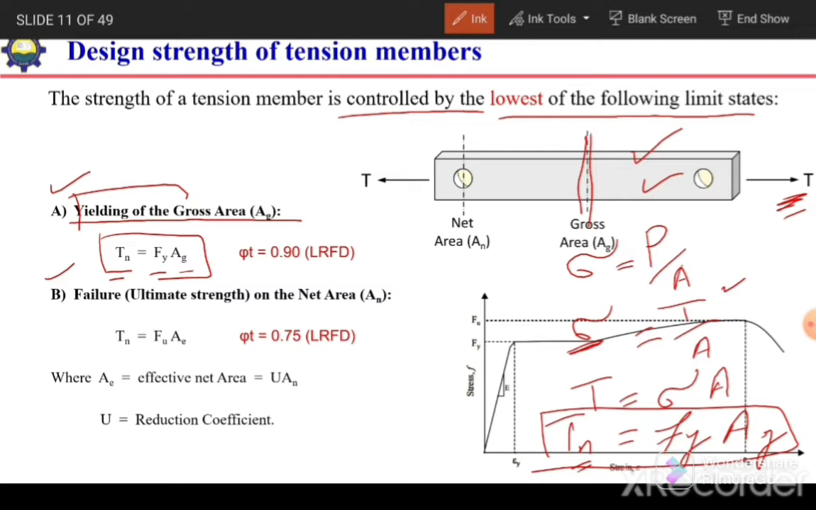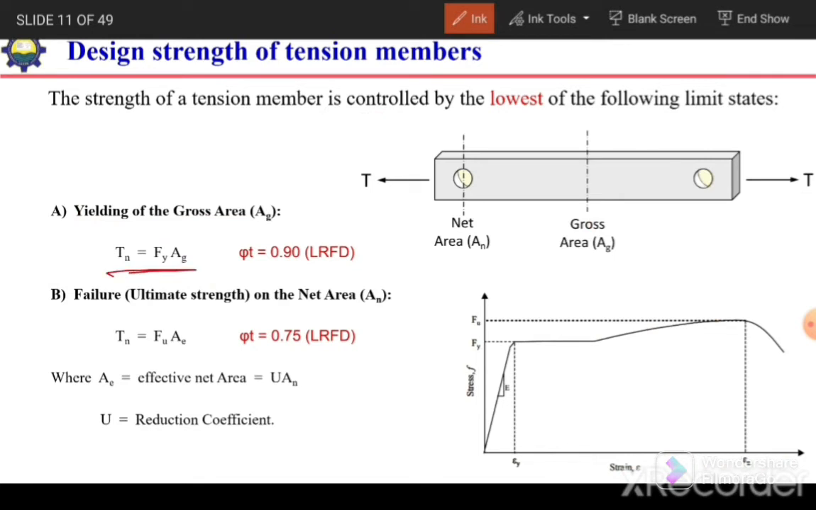So this equation will become Tn is equal to Fy Ag. We have replaced the stress with the maximum possible stress in that member at failure, and A with the gross area, and the tension load will be the maximum load that this member can resist corresponding to yielding failure. From there we get the equation Tn is equal to Fy Ag. This is the nominal strength. If we want to convert it into design strength, then we need to multiply it with the factor 0.9 in case of the LRFD design method. This is the strength reduction factor 0.9 in case of tension members when we are considering yielding.